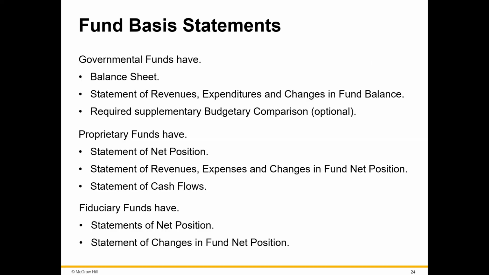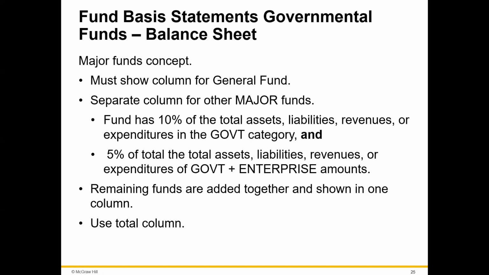Okay, your fund basis statements. Your governmental funds have a balance sheet and a statement of revenues, expenditures, and changes in fund balance. Required supplementary budget comparison. Proprietary funds have a statement of net position, statement of revenues, and statement of cash flows. Fiduciary funds have a statement of net position and a statement of changes in fiduciary net position. They don't have cash flow because those fiduciary funds, you do not own.